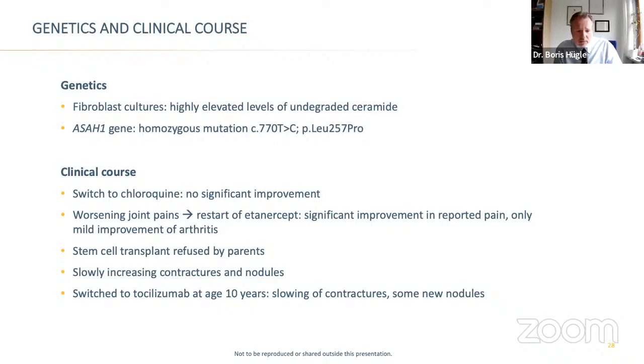There were some reports about tocilizumab from Sweden, which improved his outcome a little bit. You can see that he had slowing of contractures, but there were still new nodules appearing. So it had a modest effect. Next slide.